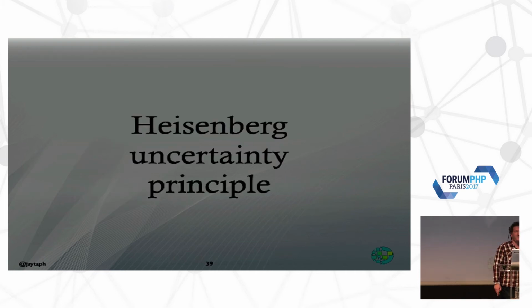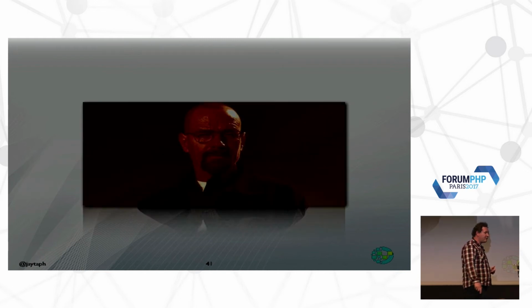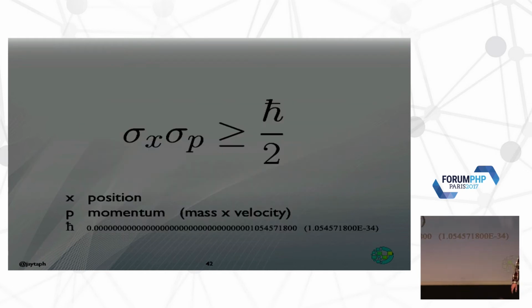Okay, let's do some quantum physics. The Heisenberg uncertainty principle. This is not about Star Trek. This is also not about crystal meth, although if you're interested, I have the room upstairs. This is about a formula. Basically, it says the variance in position multiplied by the variance of the momentum must be greater than or equal to h bar divided by 2. Any questions?